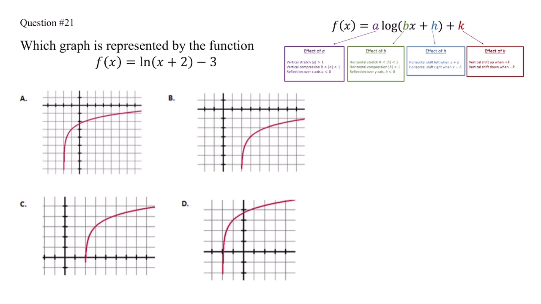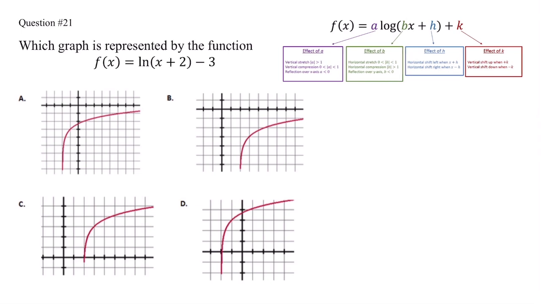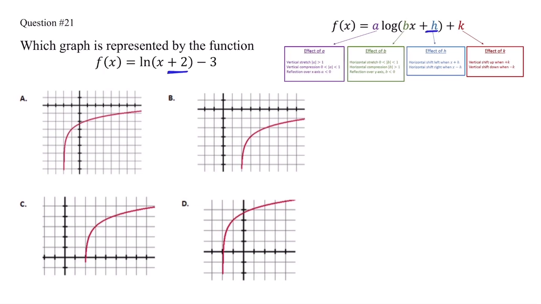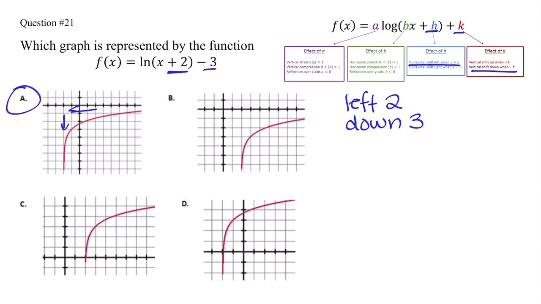So now in this problem, it says which graph is represented by this function. So let's see how it's been transformed from the parent. So it has plus 2, which is a value of h. So since it's a plus 2, that's going to be shifted to the left 2. So it's going to be shifted left 2. Minus 3 is a k, and since it's a minus, it's going to go down 3. So left 2 and down 3. Notice that answer choice A includes the graph that is shifted left 2 and down 3 from the parent. So that is the answer to this question.